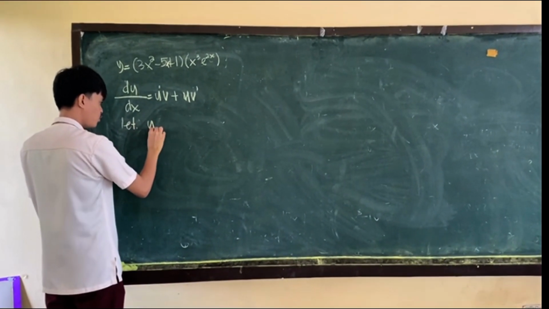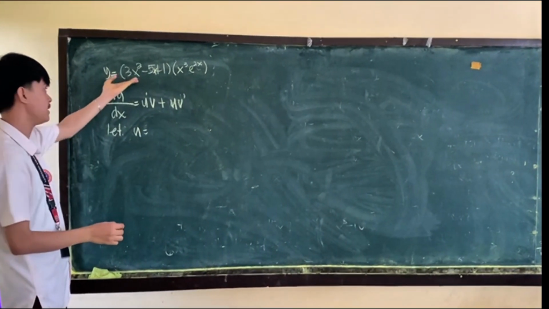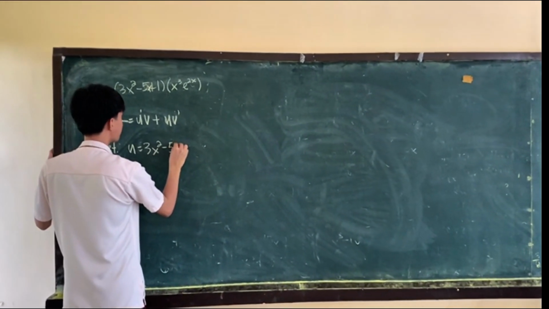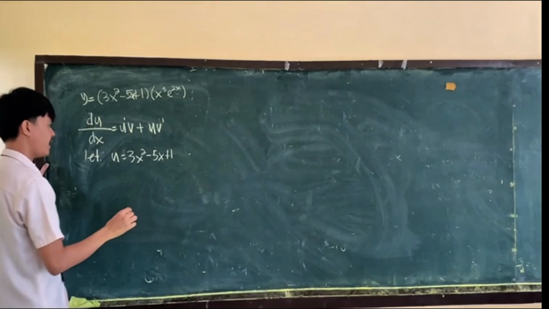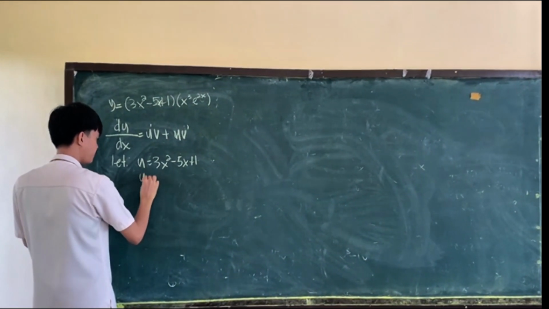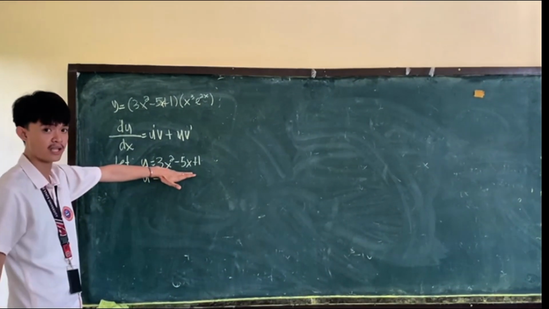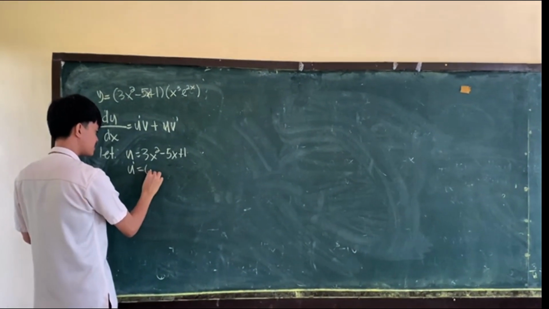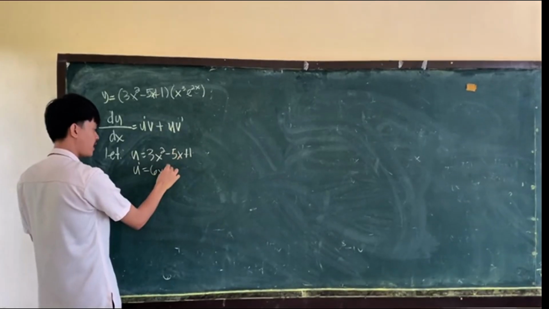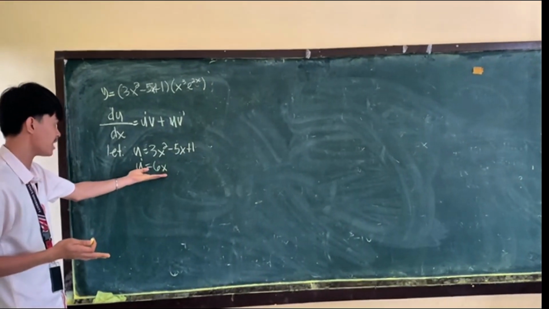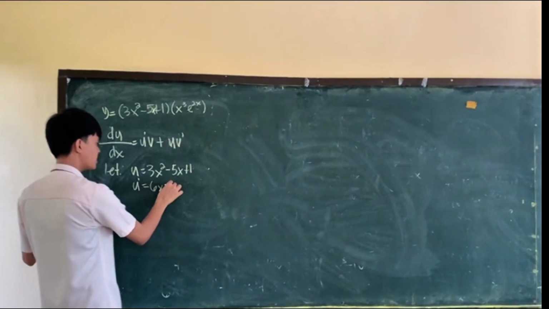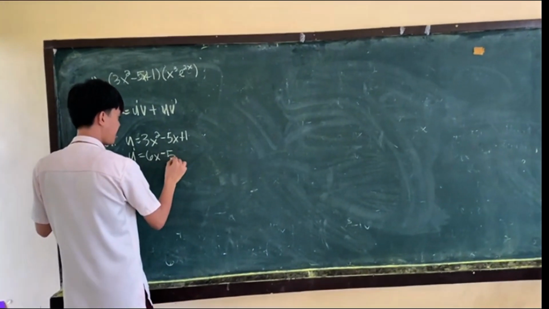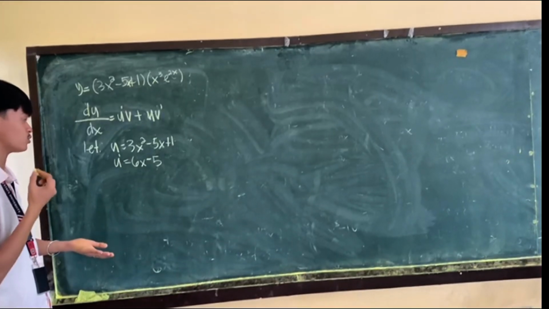Let u be equal to, copy this one, 3x squared minus 5x plus 1. And now, on finding u prime, we need to find the derivative of this. Now, 2 times 3 is equal to 6. Copy the x, and 2 minus 1 is equal to 1, which leaves this as an x. Minus, the derivative of 5x is just equal to 5. And the derivative of 1 is equal to 0.